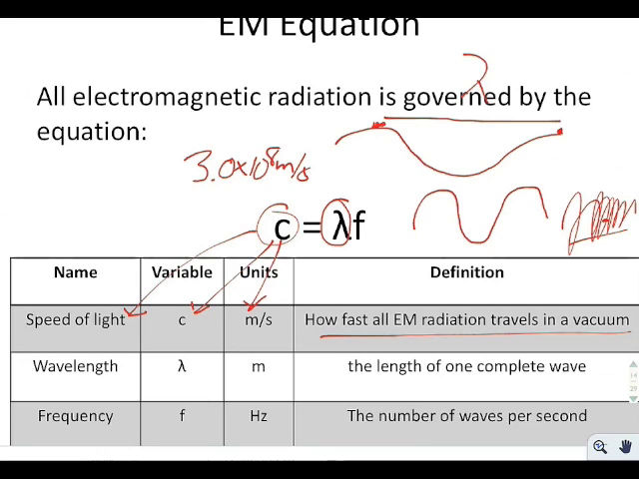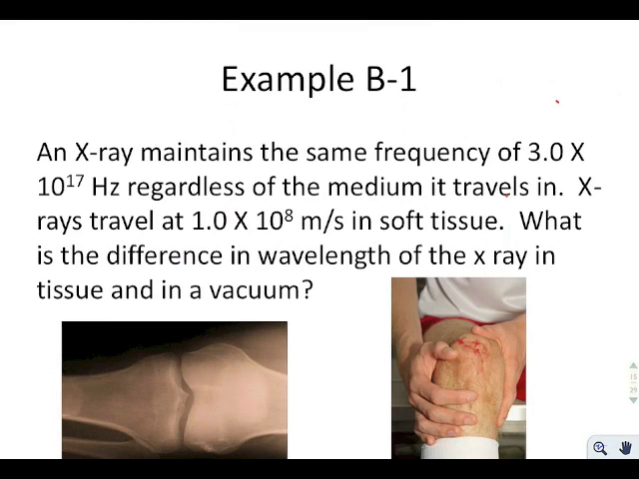So all of those go into this formula, c equals lambda f, which is one of our first calculations that we're going to be doing in this class. So there's a very specific way that we're going to solve problems in this class that you should definitely follow. Example B1, it says an X-ray maintains the same frequency of 3.0 times 10 to the 17th hertz, regardless of the medium that it travels in.